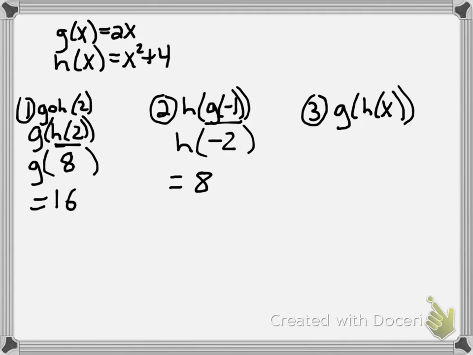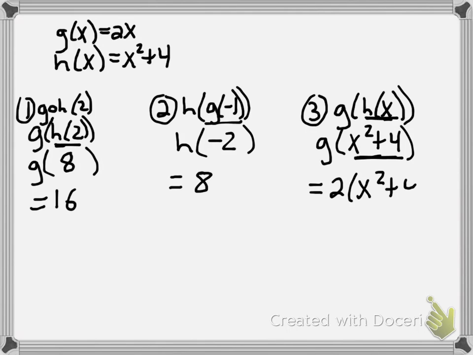Alright, our third problem. And this is one of those where x is not defined. So I'm basically going to plug in h of x there, which is x squared plus 4. Now, in my g function, I'm going to plug in x squared plus 4 every place I see an x. So in my g function, that was just 2 times x, is now going to be 2 times x squared plus 4. For this one, I can simplify that out. It'll be 2x squared plus 8.